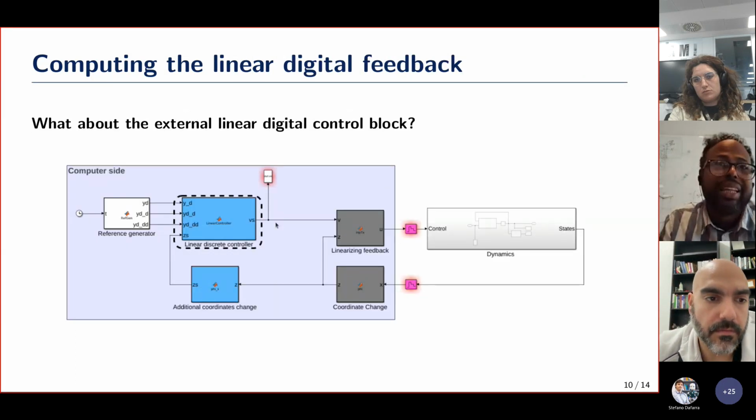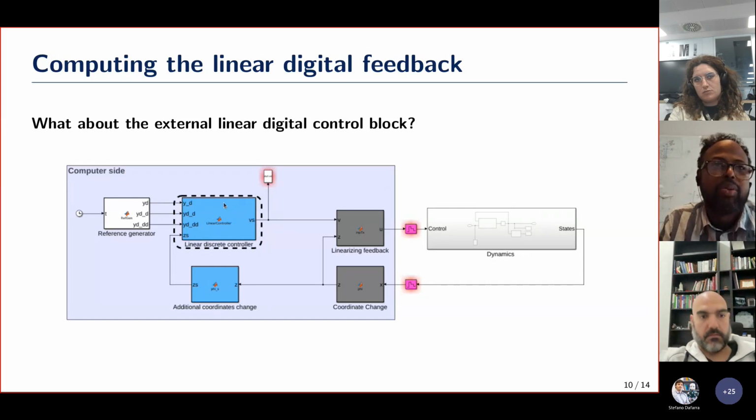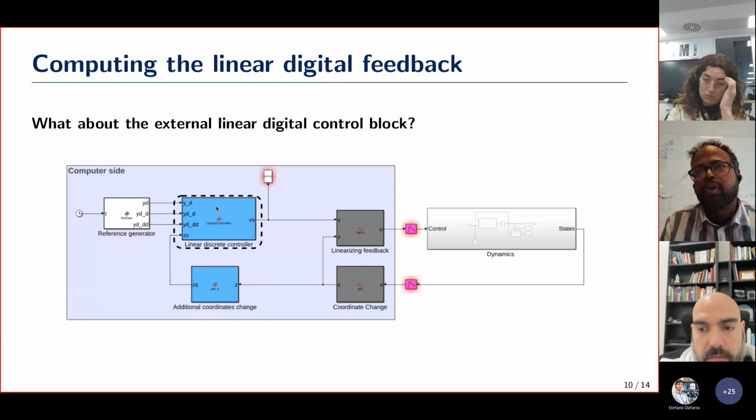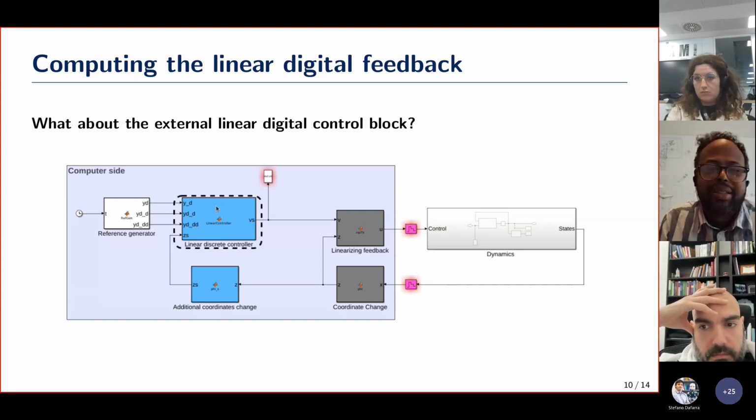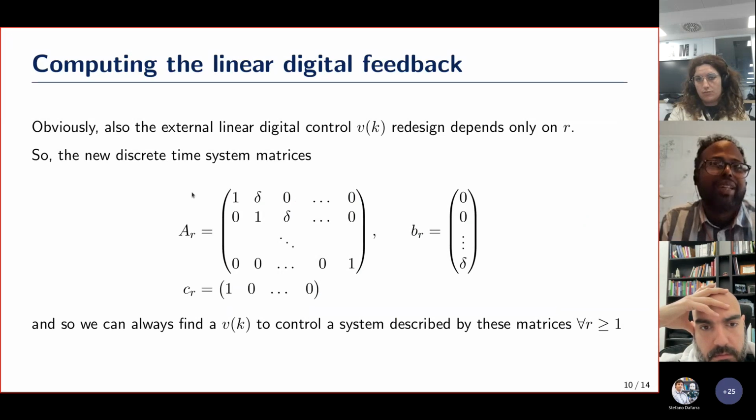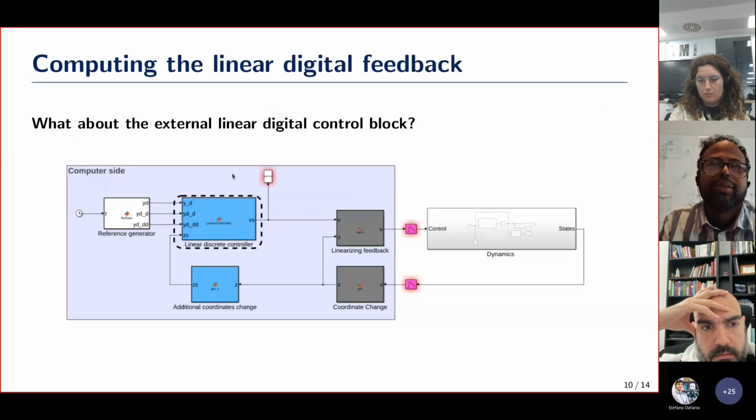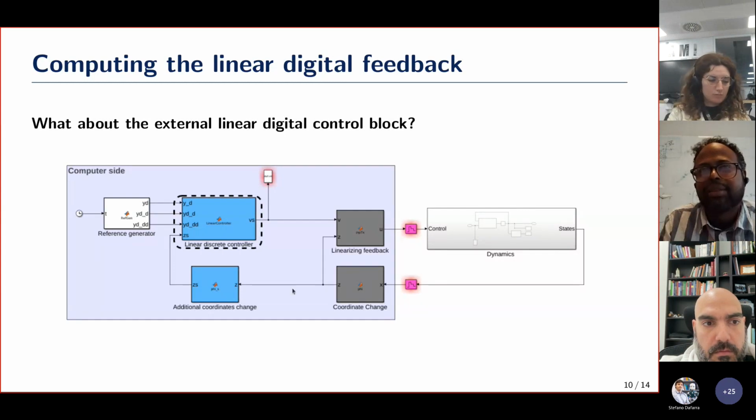Very nice. What about the linear external control? How to redesign this linear external control? It's also a priori, you can redesign it just knowing the relative degree. Because if you know the relative degree, then what you need is a control V such that it stabilizes the system that is described by these matrices. And these matrices only depend on the relative degree. And so both blocks in our newly designed controller in the digital domain just depend on the relative degree. You can compute them a priori. You don't need to change a lot in your code. You can just insert them.